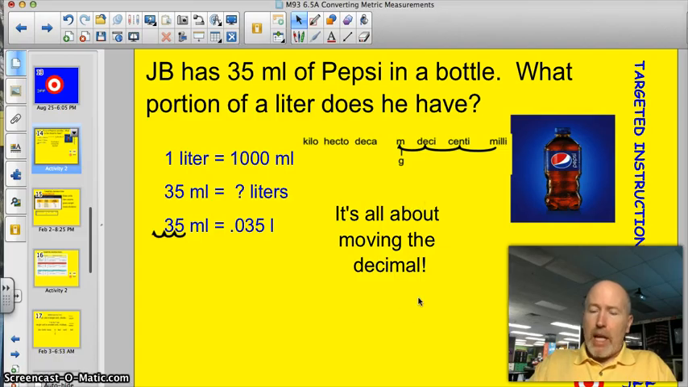Here's my biggie. It's all about moving the decimal in the metric system, and we're going to use this same little graphic that you used in your science classes already this year to do that.